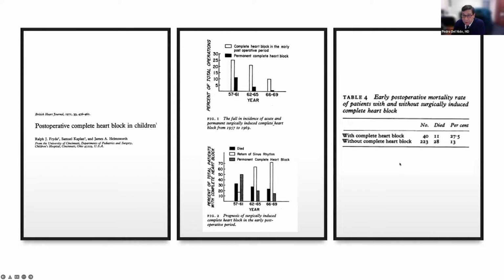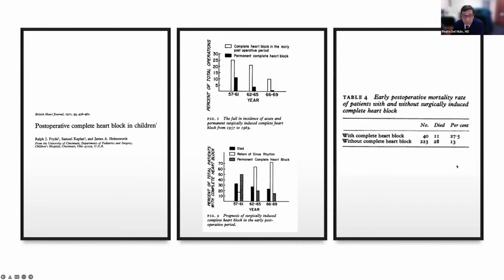The problem, however, was significant. And if you look at this table on the right, if you look at mortality, we would be shocked today to see these kinds of numbers. First of all, without complete heart block mortality of 13%, but at least double that if you had complete heart block. So even though the incidence was going down, the severity of the problem was still there.